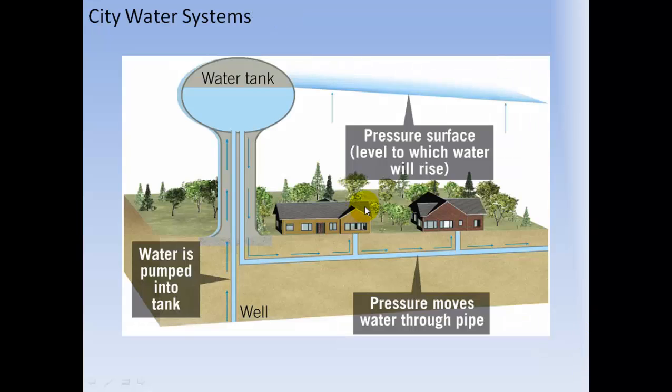Okay, in this case we have the water tank, the local city's water tank. It's raising water way up high, so you have a high pressure surface. So the water gravity flows this way, and when you open up your valves for your water, your sink, water is under pressure, so it's going to move that water through the pipe and up and out. So the pressure surface is way up high.